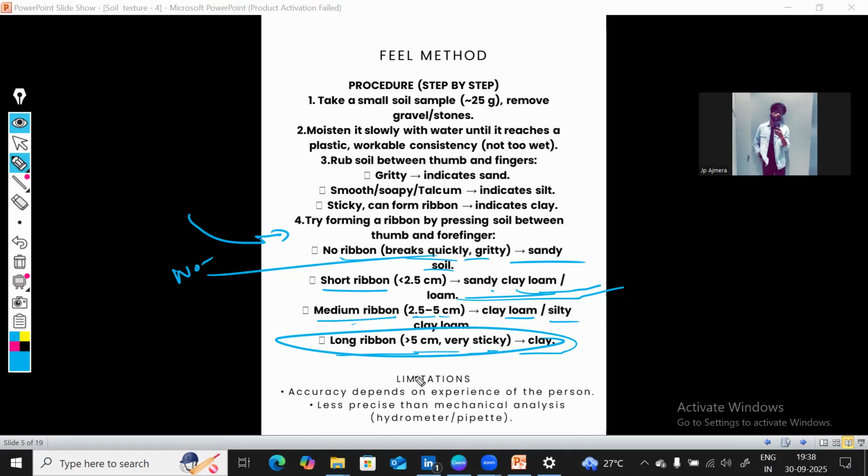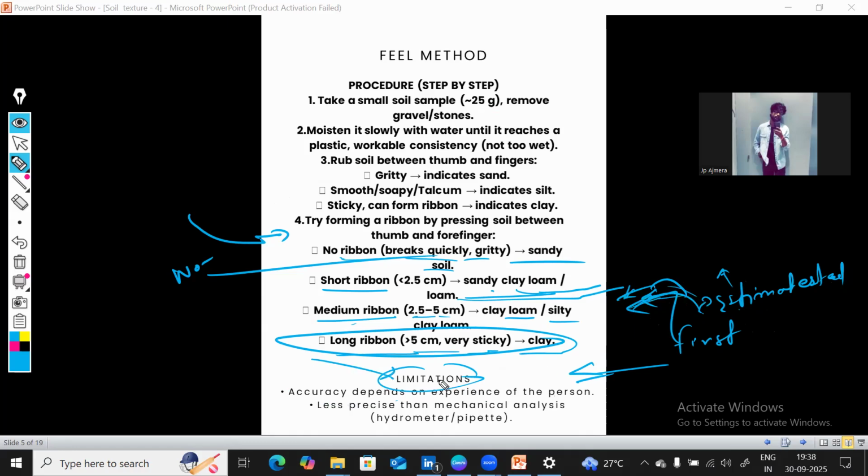There are limitations of the field method. What is the limitation? Accuracy depends on the experience of the person. Imagine that we do not know anything about the field method, and the first time we go in the field we read these things, but we cannot estimate the right thing exactly, because we did not practice it just before going to the field. So we do not have an idea about it. It's all about the experience, all about the practice, all about how much experience you have. So it depends on the experience when we go to the field.